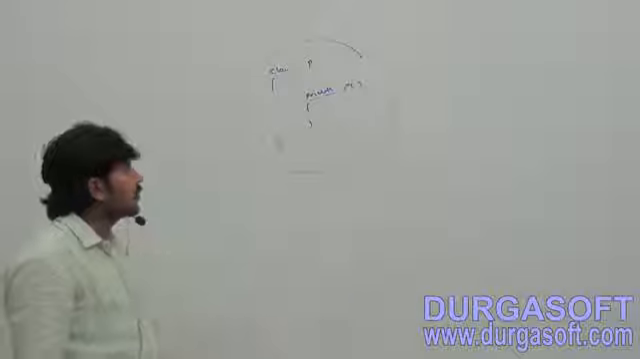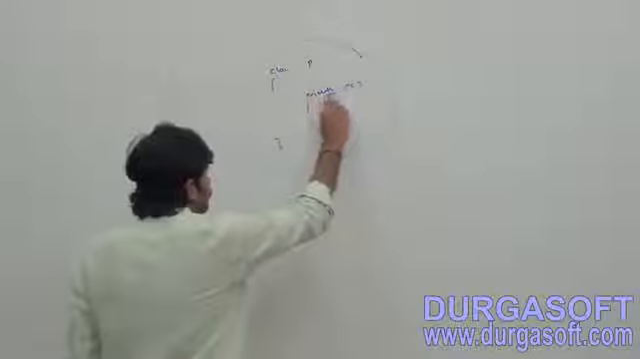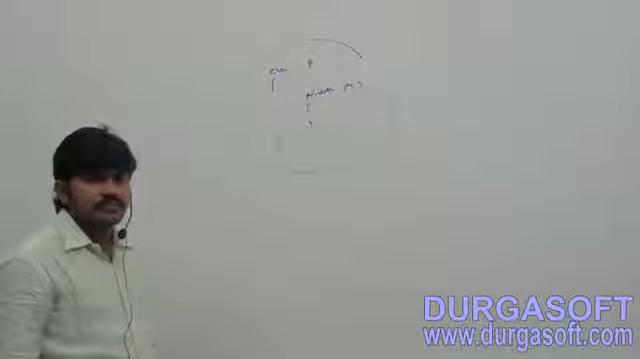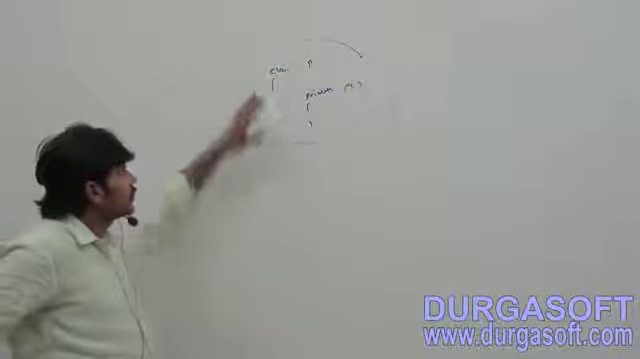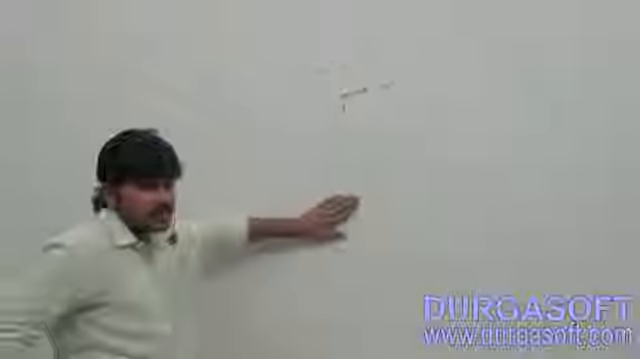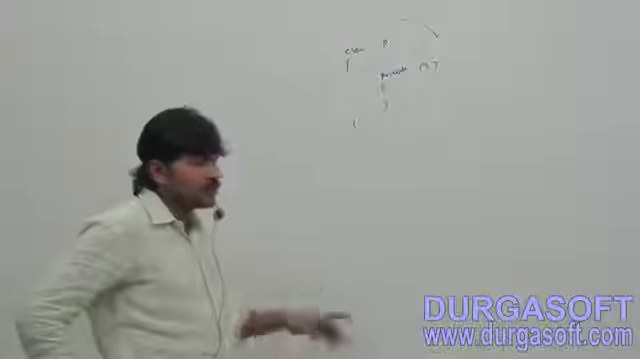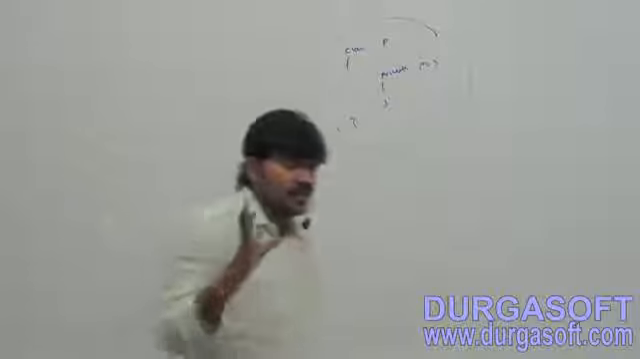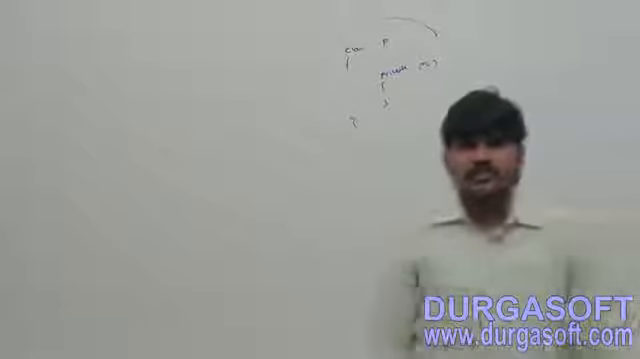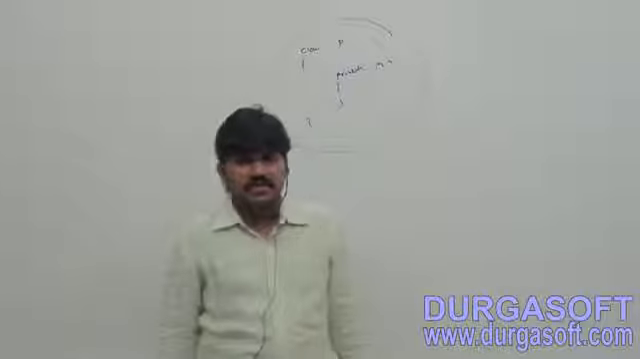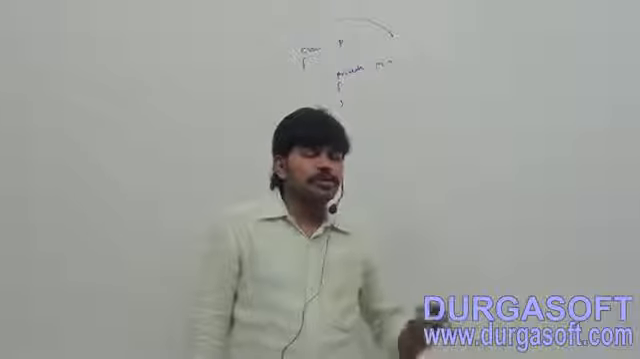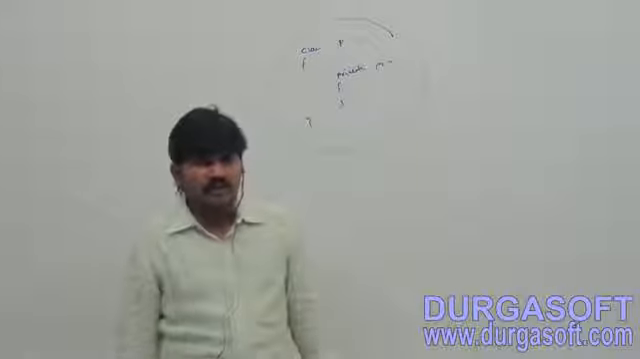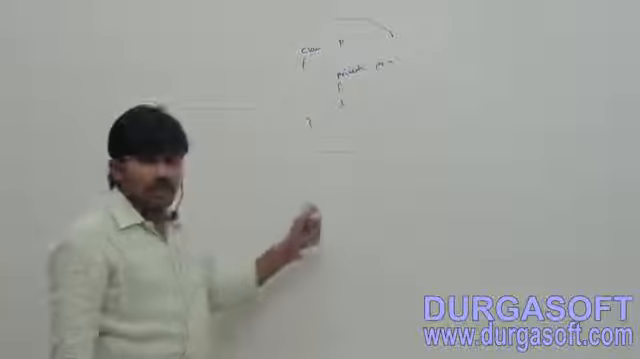Take this example: class P with a private constructor P. Get the point. For the above class, it is impossible to create a child class. Are you able to understand?